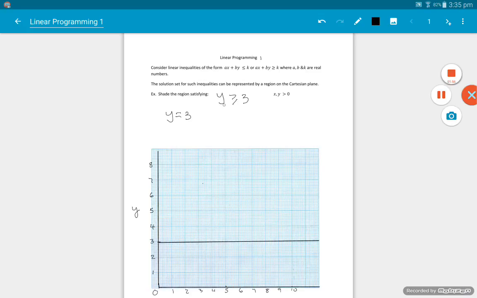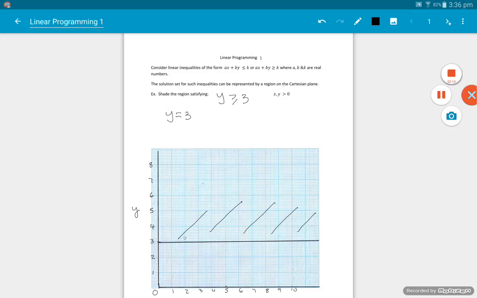We now go back to our inequality. We want those points whose y values are greater than or equal to 3. We see that any point above this line will have a y value greater than or equal to 3. And so we can shade this area of the graph.